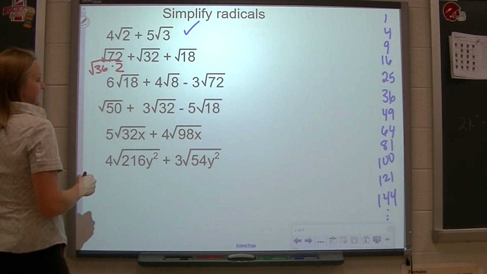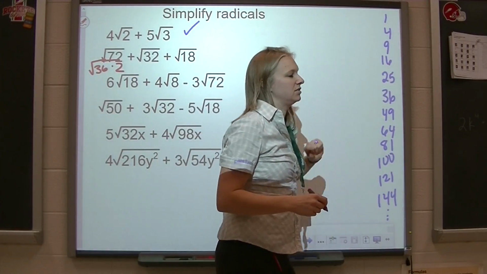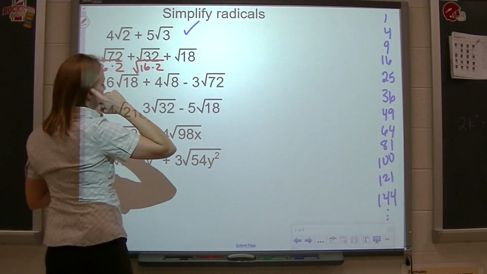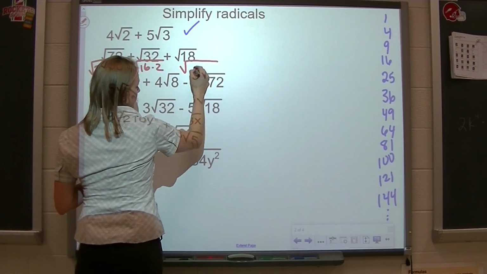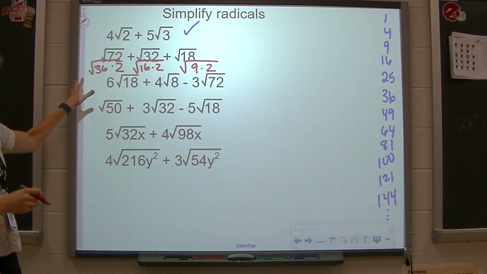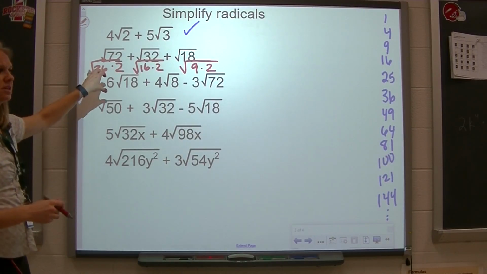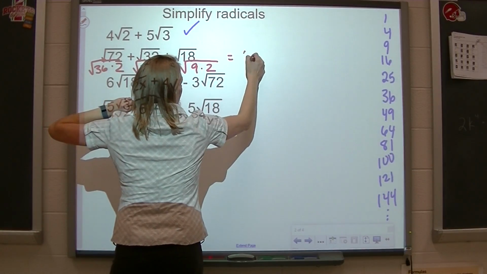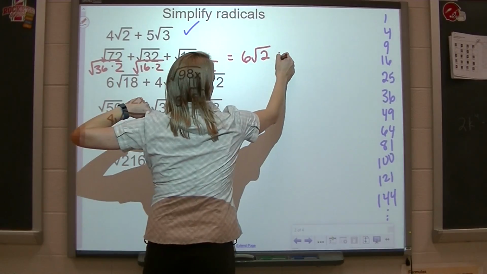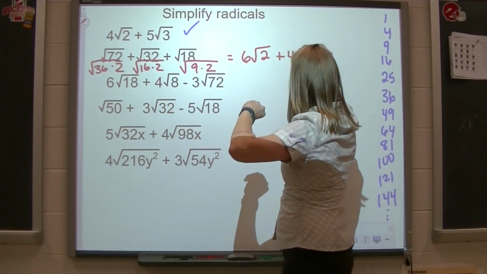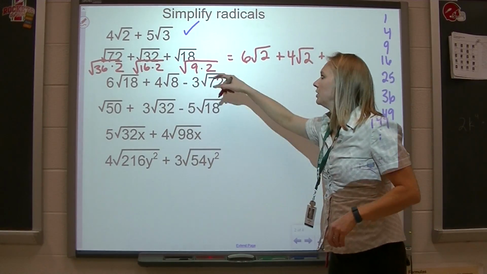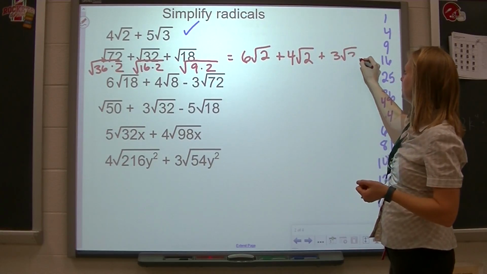We've already practiced that. 32, well that's 16 and 2. So this is going to be rewritten as the square root of 16 times 2. And 18 is 9 and 2, so that's going to be rewritten as the square root of 9 times 2. And each of those then can get broken down again, just like we did last lesson. The square root of 36 is 6. And then the square root of 2 can't get broken down. So it's 6 square root of 2 plus square root of 16 is 4. Square root of 2 can't get broken down, so it's going to stay square root of 2. Plus square root of 9 is 3. Square root of 2 can't get broken down.